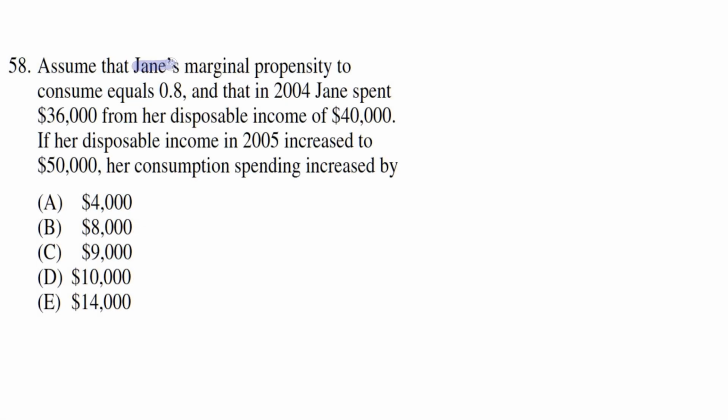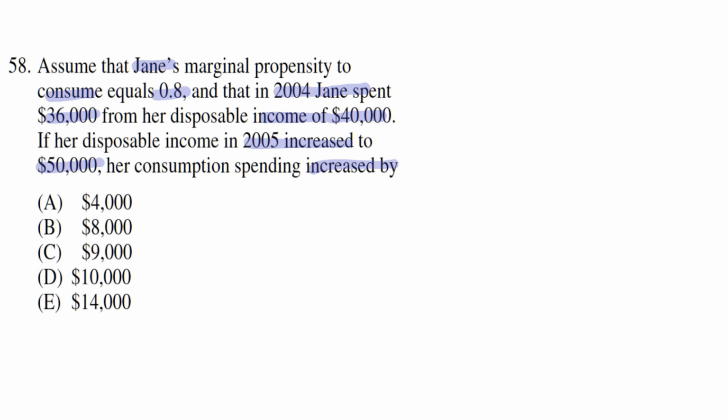Assume that Jane's marginal propensity to consume equals 0.8, and that in 2004, Jane spent $36,000 from her disposable income of $40,000. If her disposable income in 2005 increased to $50,000, her consumption spending increased by blank.